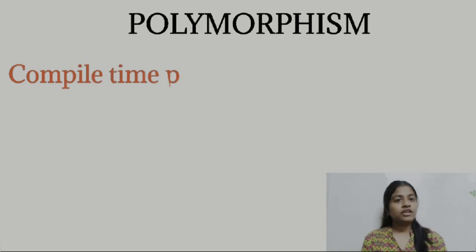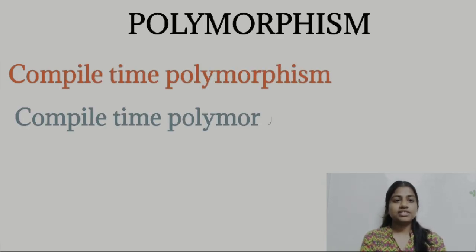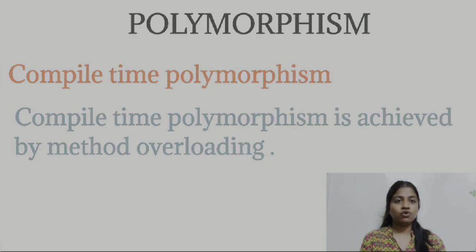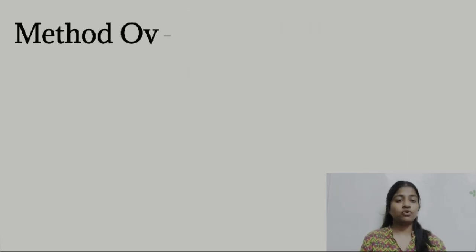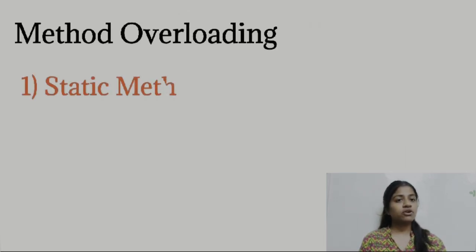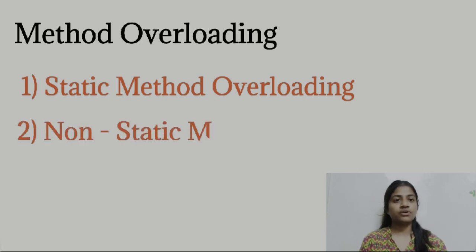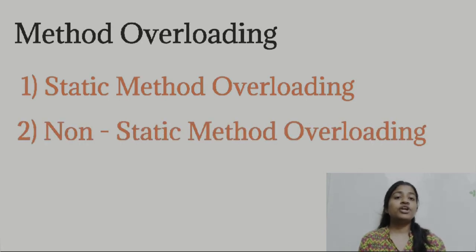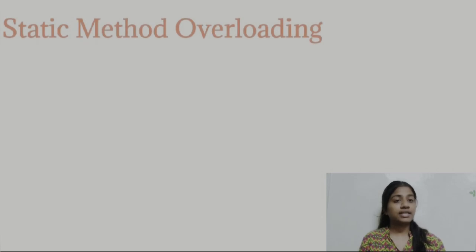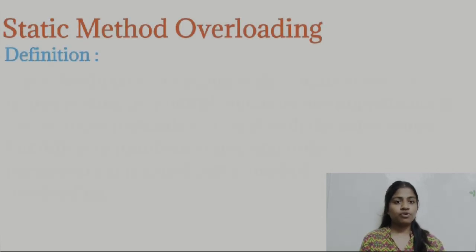Okay, so I am going to tell you about compile time polymorphism. It can be achieved by method overloading. There are two types of method overloading. First is static method overloading and the second one is non-static method overloading. So I am going to tell you what exactly static method overloading is. It is a common way of implementing polymorphism.